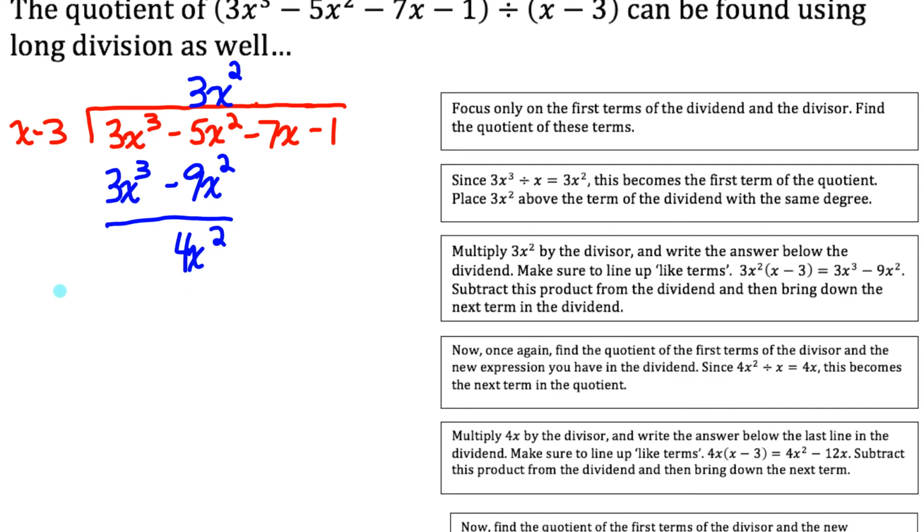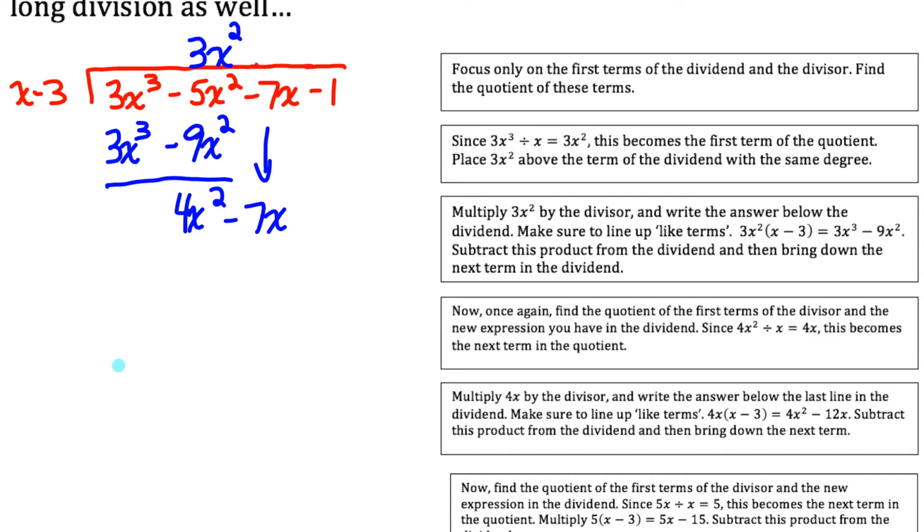And then we bring down the next term. I mean, we could bring down all of the rest of the terms. It doesn't really matter. But I'm only going to need the next one in my next step, so I'll just bring down the negative 7x. And then we just repeat those steps over and over again. So we look at the first term in the dividend, which is now 4x squared, and divide it by the first term in the divisor, which is x. 4x squared divided by x is 4x. So I'll write it up in my quotient above the x term.